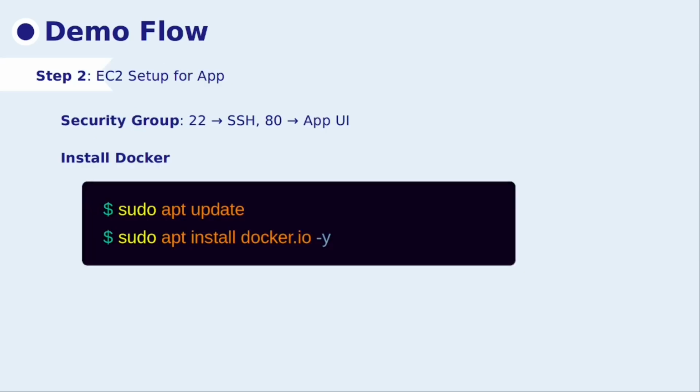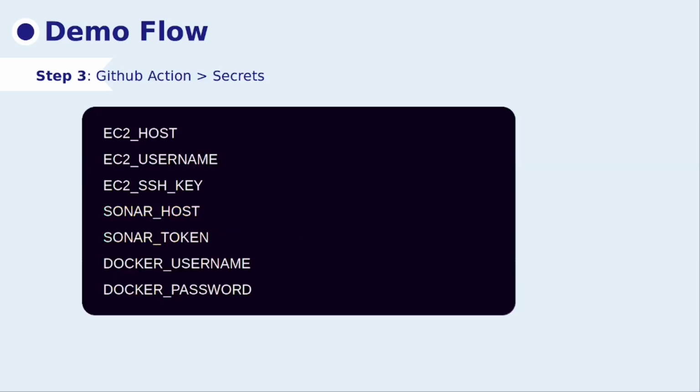In the second step, another EC2 instance is prepared for application deployment. Docker is installed, and port 80 is open to expose the application. In the third step, necessary secrets are configured in GitHub, including SonarQube credentials, Docker Hub credentials, and EC2 SSH information.